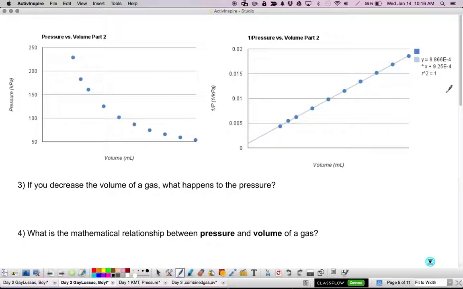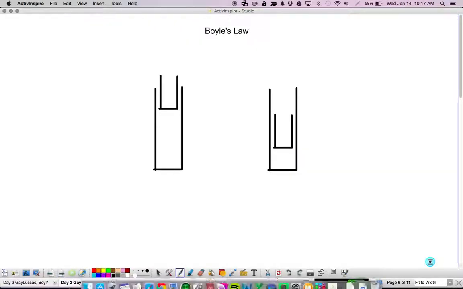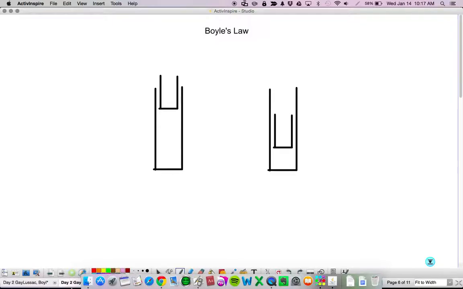All right, so what information can we gather from this? We can say that as volume decreases, pressure increases. And what mathematical relationship then exists between pressure and volume? They are inversely proportional. Done. Simple.